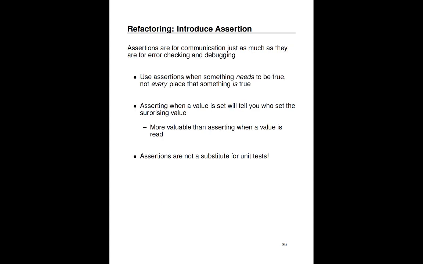And again, while assertions are valuable for error checking and debugging, the real value comes in the communication they provide to the reader of the code. But you should use them appropriately sparingly. Right? You don't need to have an assertion for every place that something needs to be true. Assertions are most effective when they convey something that needs to be true, ought to be true, or is assumed to be true. Also, the placement of the assertion matters. So for instance, let's say you have a value that has a setter method. Making the assertion in the setter method will tell you who set the surprising value in the code. This ultimately is much more valuable than asserting something about the code when the value is read, because you don't know how it got in there in the first place.